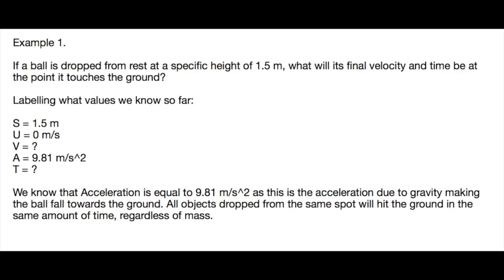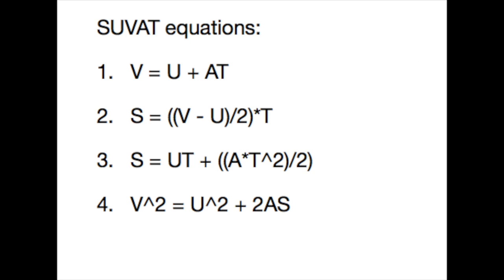In an example to show rectilinear motion, we dropped a ball from a height of 1.5 meters from rest. Using this information, we are able to solve the final velocity when it hits the ground and the time it takes to hit the ground. To solve the vector quantities, we need to use the SUVAT formulas that we know.